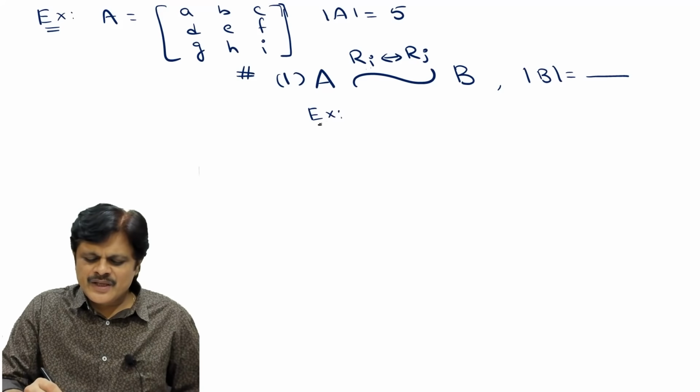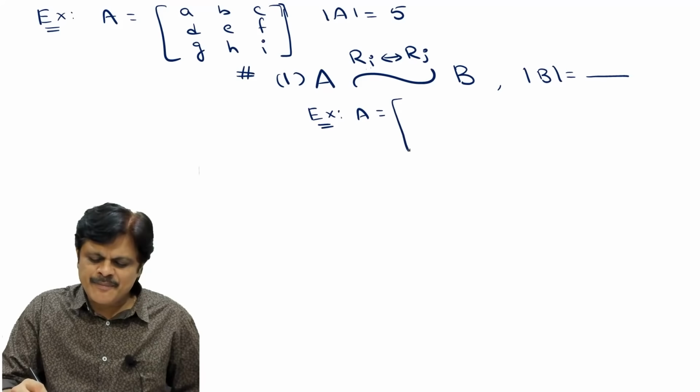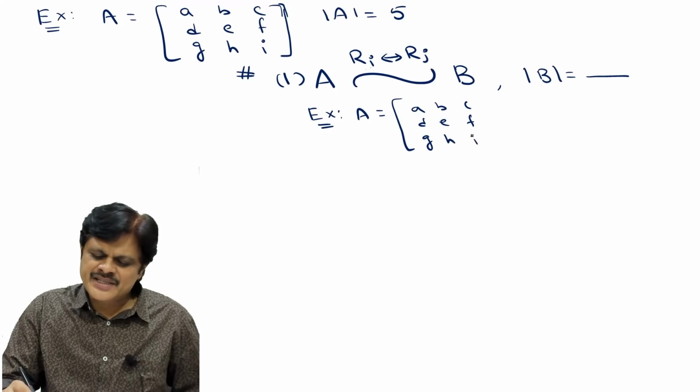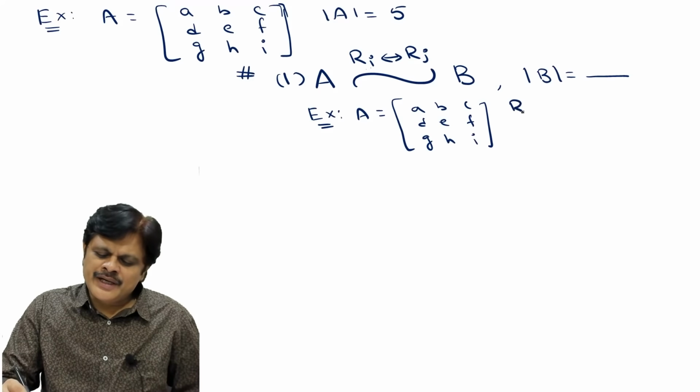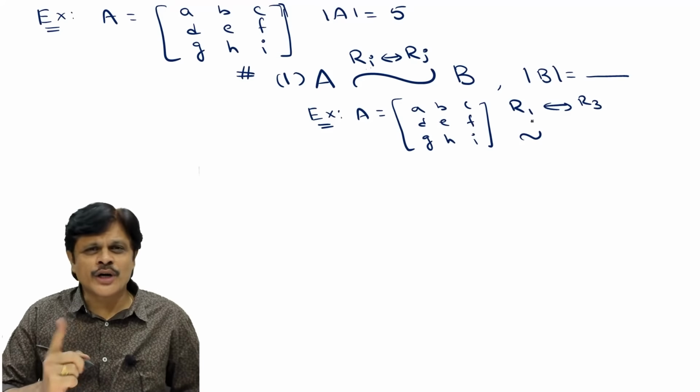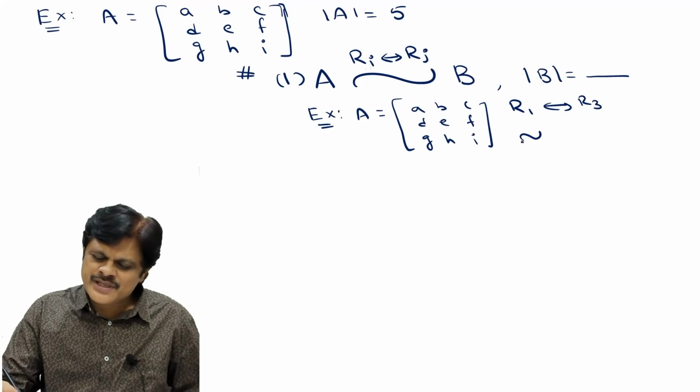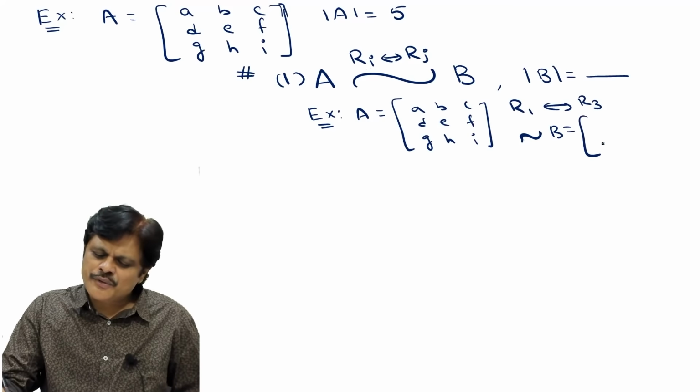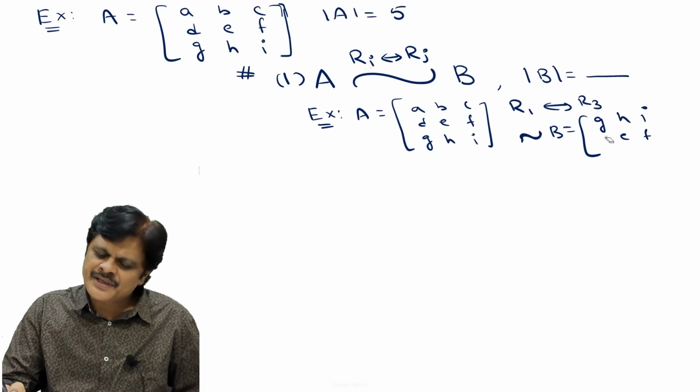So if you see this particular example, previous A, B, C, D, E, F, G, H, I. Now if you interchange R1 with R3, you get a new matrix. After interchanging rows, it is not the matrix A, it is another matrix. We use a similar matrix notation for that. So the new matrix, let us call it B. What will this be? G H I, D E F, and this is A B C.